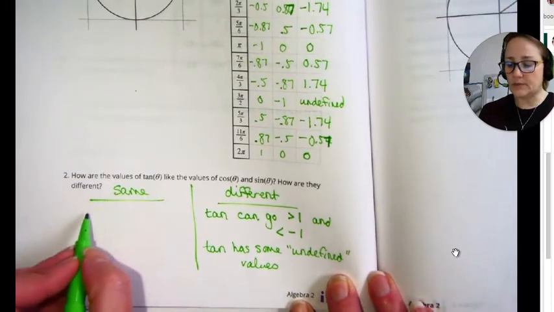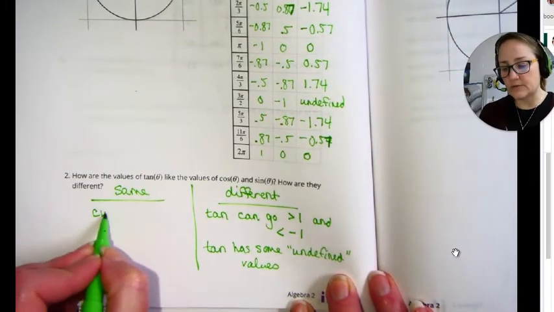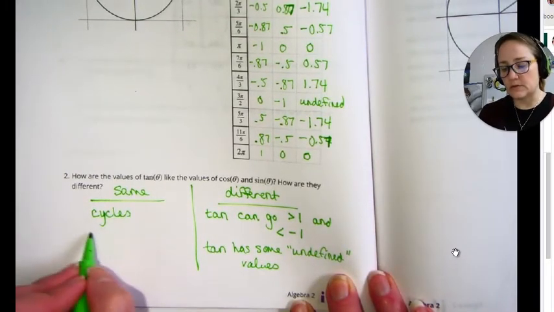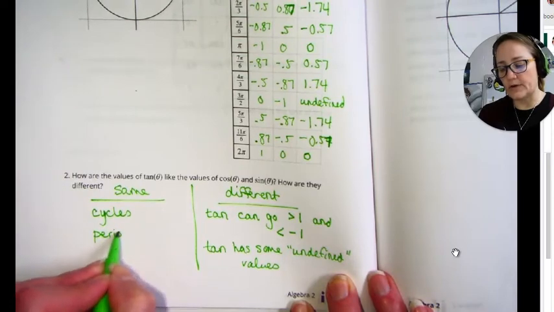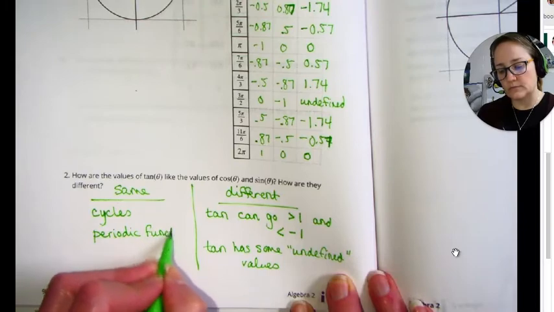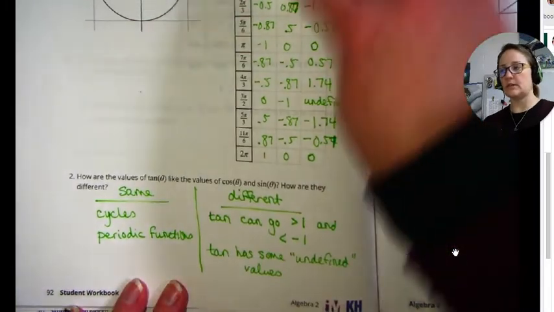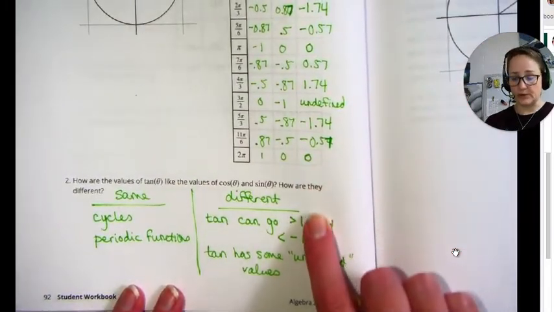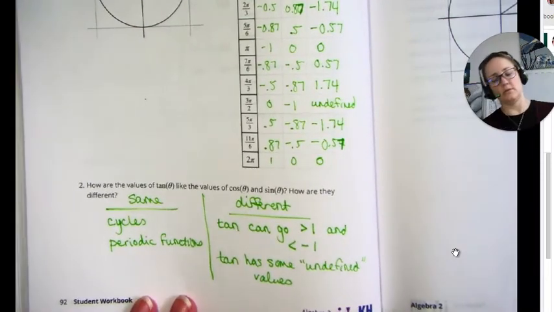What makes them the same is that we're still seeing some of the same cycles. So these are still both periodic. They're all periodic functions, because we saw cycles where they start repeating patterns.